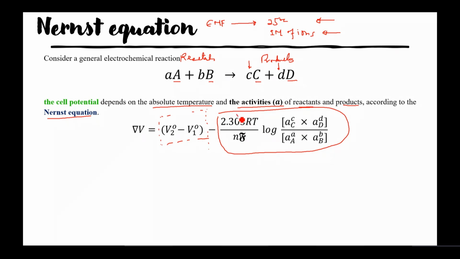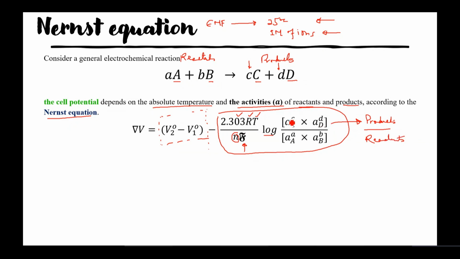2.303 is a constant, R is the universal gas constant, T is the absolute temperature of the solution, N is the number of electrons that are involved in the process for 1 mole. Faraday's constant is represented by F. Then you have log of the upper portion, which represents products, and the lower portion basically represents reactants.